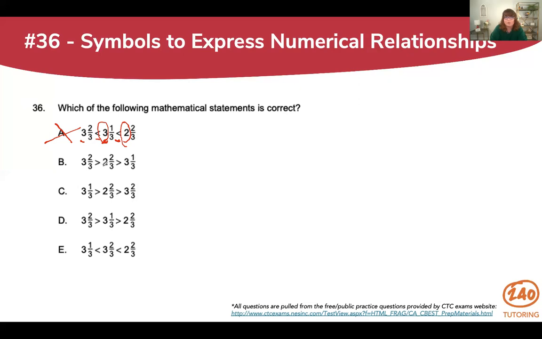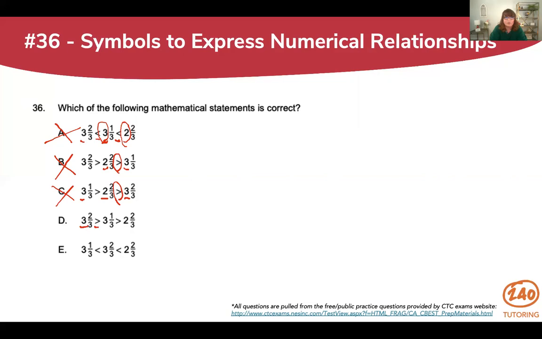2 is greater than 3? Well, we know 2 is not greater than 3, so B cannot be correct. Notice I'm not even looking at the fractions yet, making this go really quickly. Looking at the whole numbers, 3 is greater than 2. 2 is greater than 3? 2 cannot be greater than 3, so C cannot be correct.